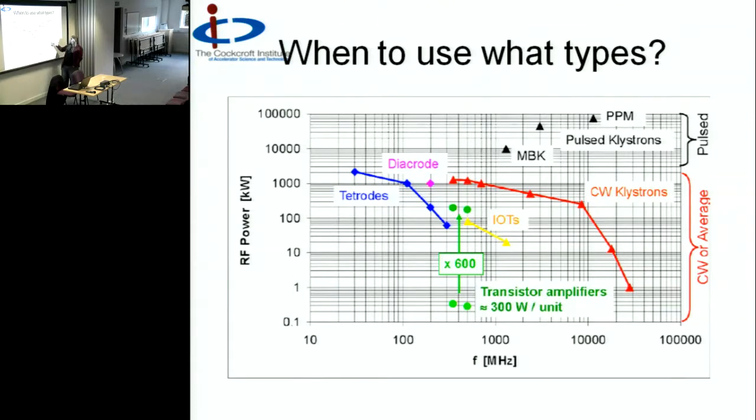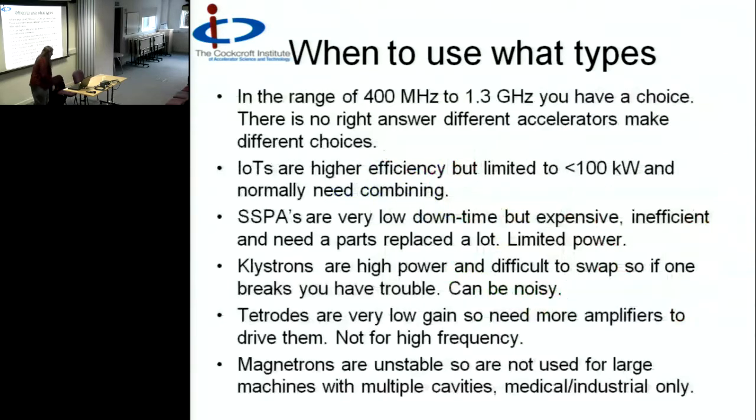This is your CW Klystrons, and this is some of your pulse Klystrons up here. So you can see at different frequencies you would choose different tubes based on power, based on efficiency, based on reliability. So in the range of 400 MHz to 1.3 GHz, you have a choice. There's no simple answer. You could use Klystrons, you could use IOTs, you could use solid-state power amplifiers. So depending on what you want in terms of efficiency and reliability, you would choose that.